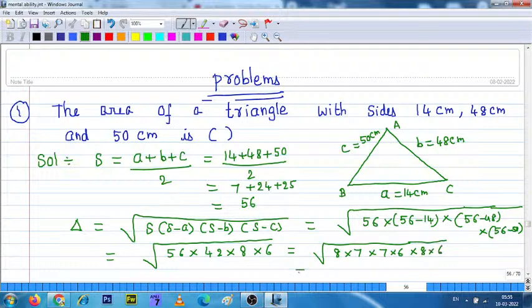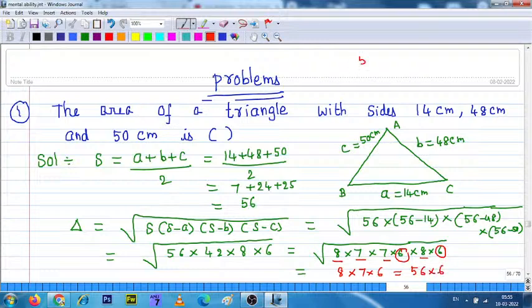So now it's a very simple way, directly we can do it. See logic here. 8 times 8 you will be getting 8 square. Square root of 8 square is 8. 7 into 7 you can write 7. Whereas 6 into 6, 6 into 6, so that will be 6. So 56, 8 sevens 56 into 6.